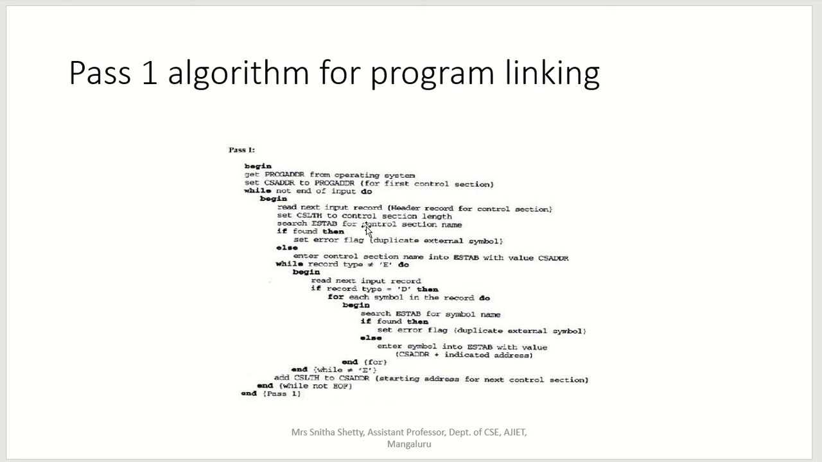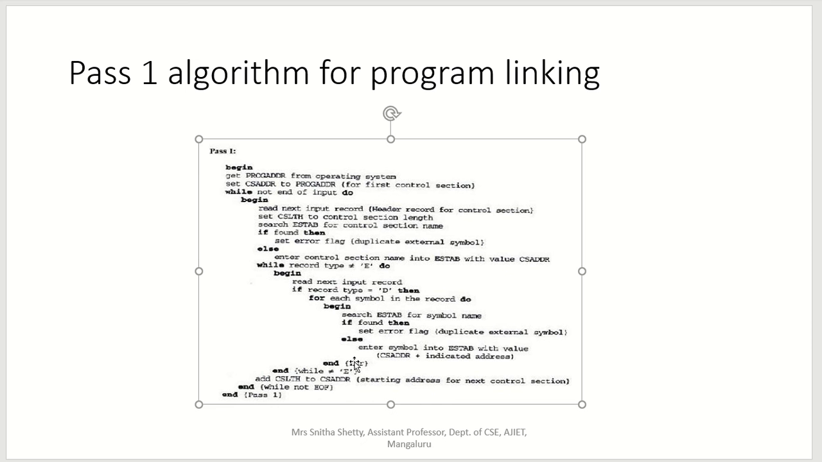So set the control section length and search the symbol table, ESTAB, for the control section name. Okay, so if the same name is found, it is a duplicate name. Otherwise, enter the control section name. Okay, and while it is not the end, read the input record, and if the record type is D, for each symbol in the record, search ESTAB for the symbol name. Okay, if again it is found, it is a duplicate, otherwise enter the symbol in the established table. Okay, and at the end of the record, when it is not the end, see whether it is matching. Finally it will end the record.